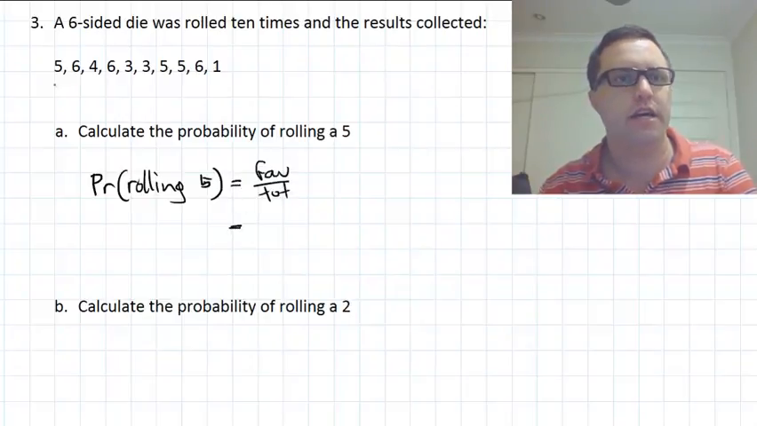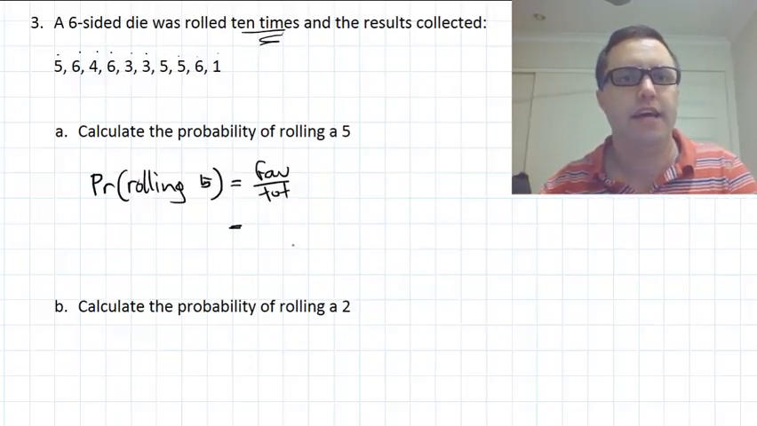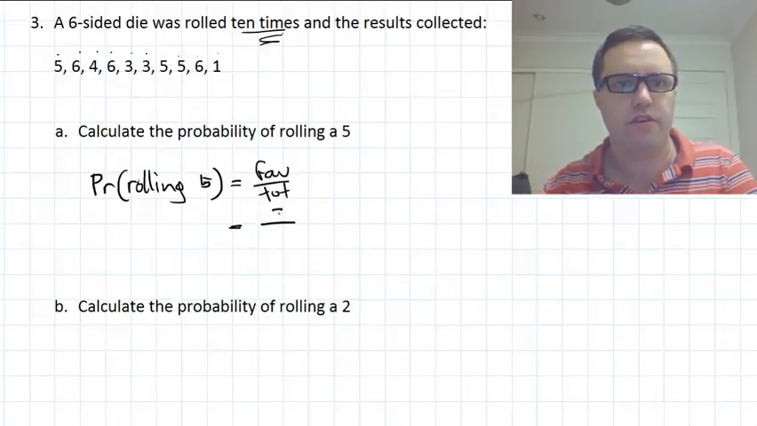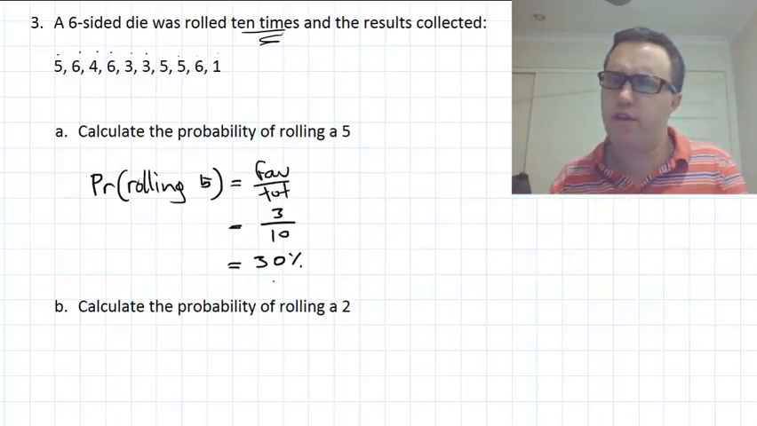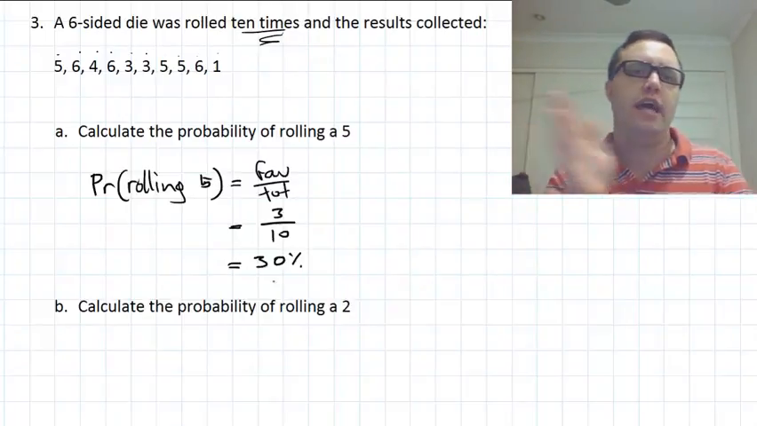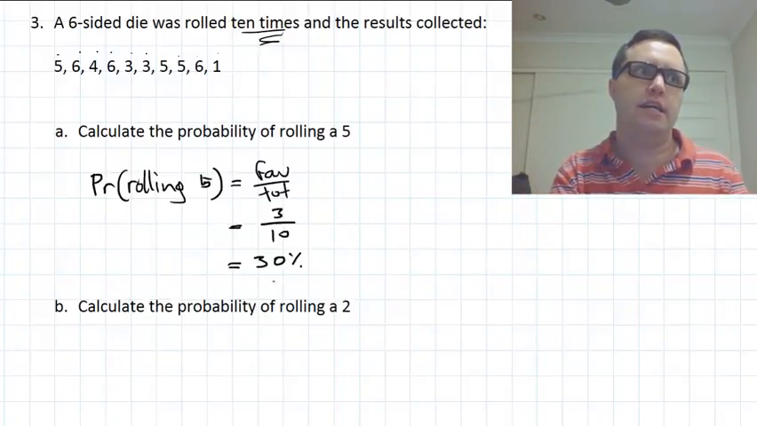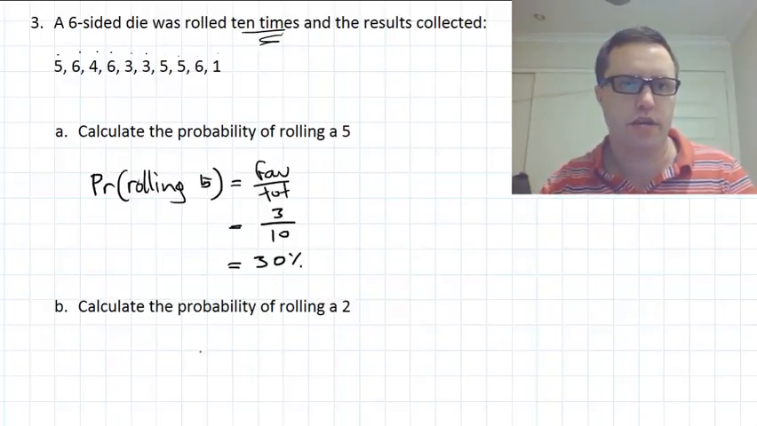Now we look here, we've got a total of 1, 2, 3, 4, 5, 6, 7, 8, 9, 10. Oh, 10 times. So 10, and we rolled a 5, 1, 2, 3 times. So 3 out of 10 times, which is equal to 30%. Okay, which seems weird. 30% chance of rolling a 5. But that's the difference between experimental and theoretical probability.